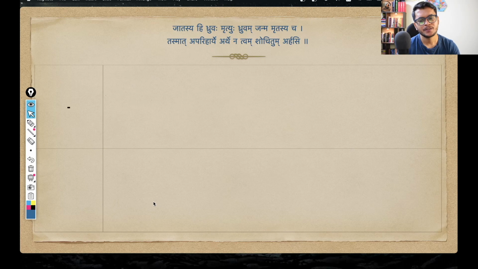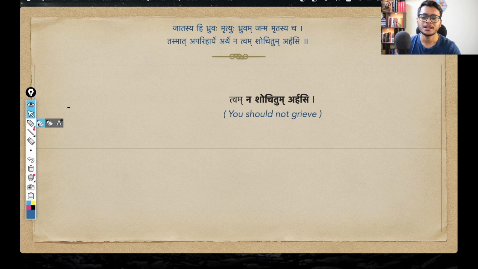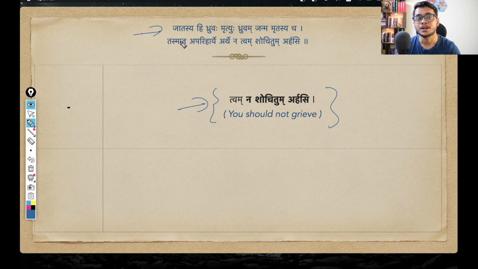Okay, so Krishna, having said this, is now saying Tvam na shochitum arhasi. And this entire sentence we have already seen in so many previous shlokas. After pointing out to Arjuna that this cycle is eternal, that it is ongoing, he is now saying to Arjuna: Arjuna, you, Tvam is you, na arhasi, you are not qualified to. And you are not qualified to do what? Shochitum. You are not qualified to grieve. Basically saying that you, Arjuna, should not grieve.